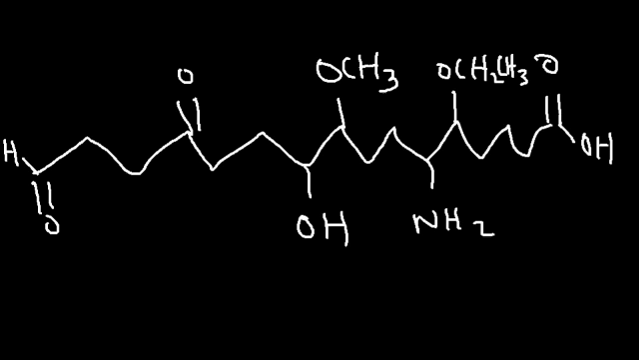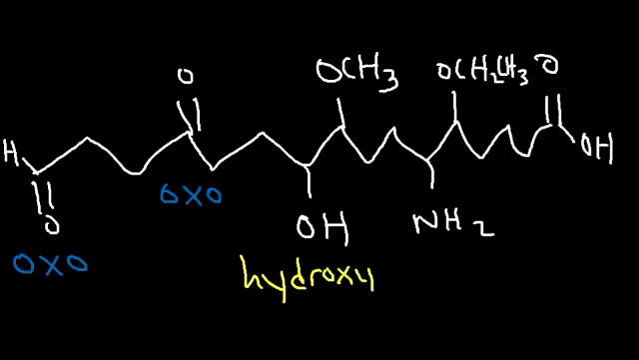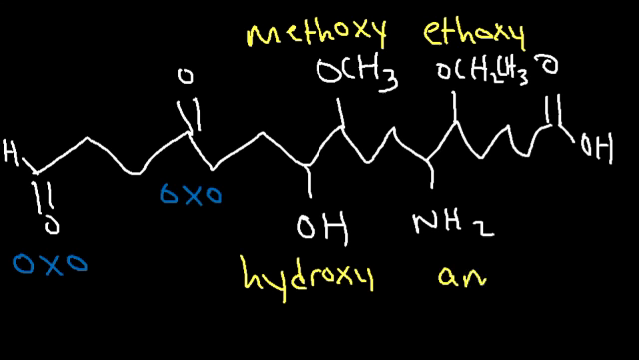So the ketone and the aldehyde, it's called an oxo group as a substituent. Now the alcohol, the OH group, it's called a hydroxy group. OCH3 is methoxy, and OCH2CH3 is called ethoxy. Now the NH2 is an amino group.